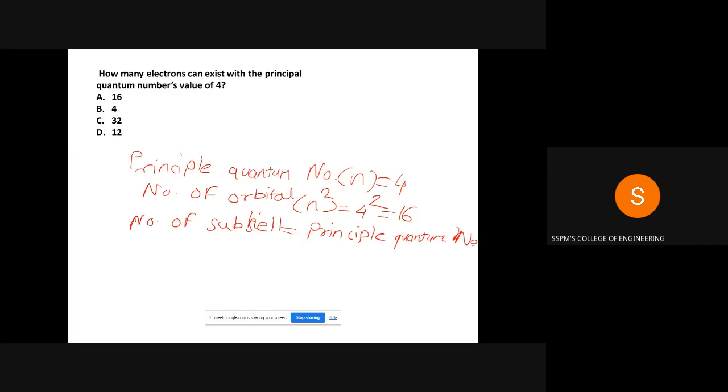According to Pauli's exclusion principle, here two principles are applied: the principal quantum number for the number of orbitals, and Pauli's exclusion principle. Pauli's exclusion principle says that one orbital can hold a maximum of two electrons. So a total of 16 orbitals are present. 16 multiplied by 2 is equal to 32. So 32 is the answer for this question.